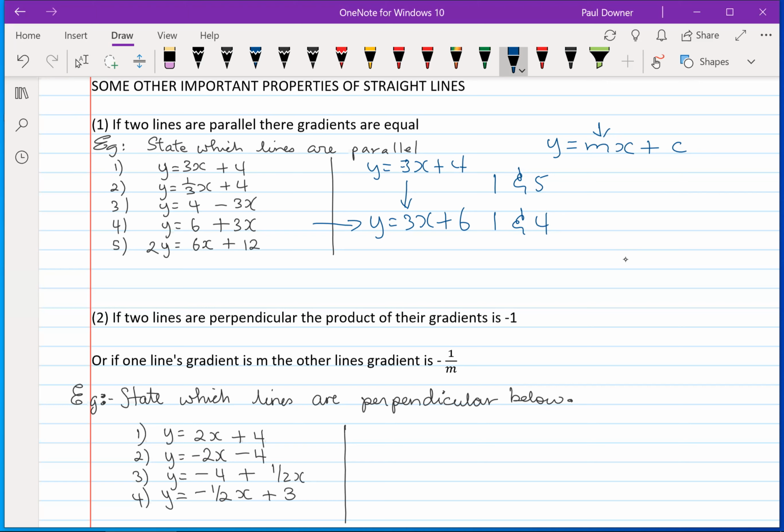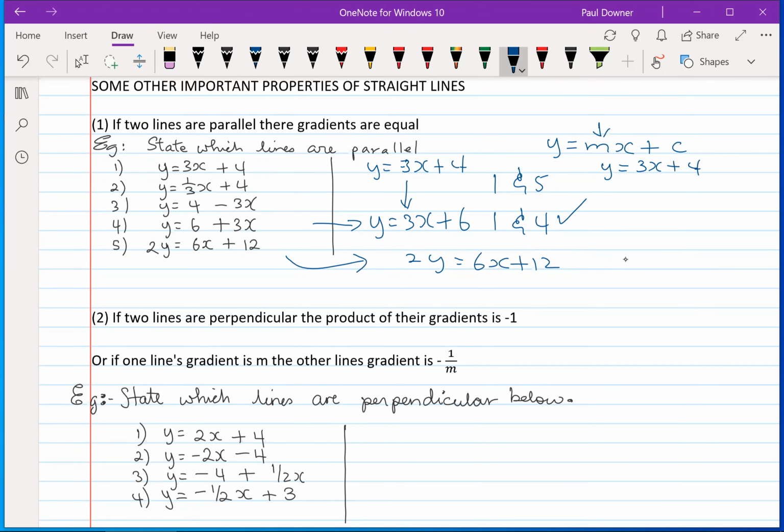So 1 and 4 will be parallel because the value in front of x, which is the m value, would be the same. But some people may not understand why 1 and 5 is the same. So let's write back 1 again here. y is equal to 3x plus 4. And let's look at 5 now. 5 is 2y is equal to 6x plus 12. Somebody might ask how they could say that, because in the first one the value in front of x, which is m, is 3, and in the second one it is 6. So they are not the same numbers.